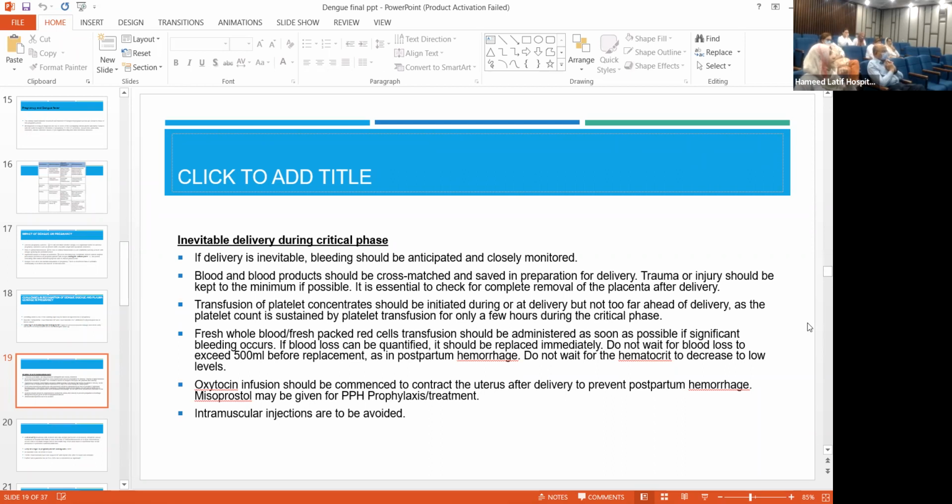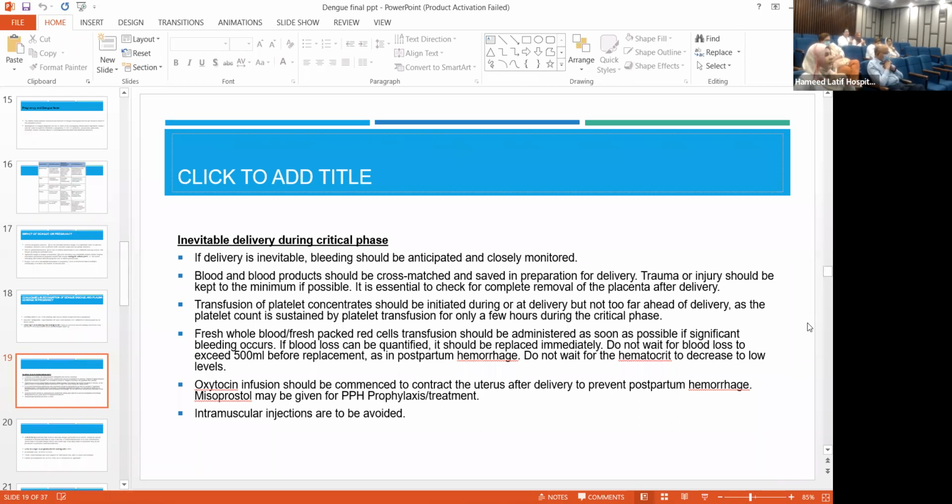And transfusion of platelets should not be done too early. It should be initiated during the delivery or just near the delivery, because the half-life of platelets is short, like 6 hours, and after a few hours the bleeding can start again if delivery is not possible in that time. Fresh or whole blood or fresh packed cell transfusion should be administered as soon as possible if significant bleeding occurs. If blood loss can be quantified, it should be replaced immediately, and we should not wait for the blood loss to exceed 500 ml.